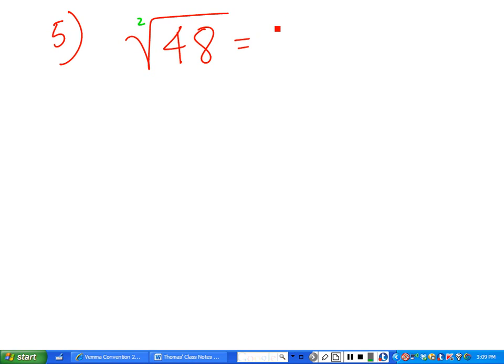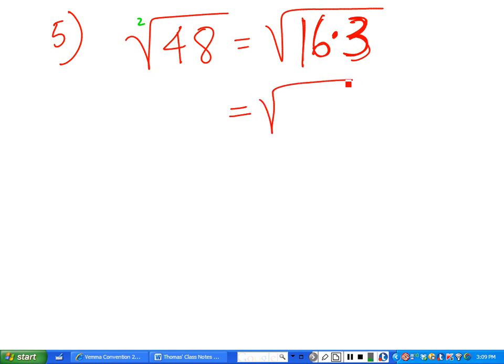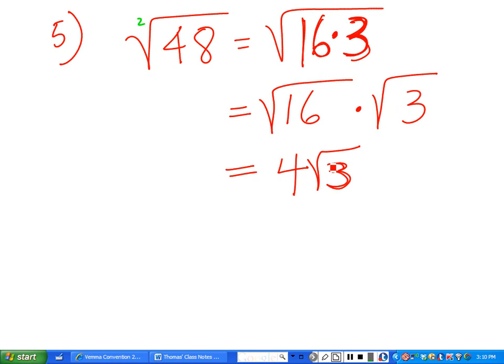It turns out that 16 is the largest perfect square. So we break 48 up into 16 times 3. Alright, 16 times 3 is 48. And then we can break up these two factors as the square root of 16 times the square root of 3. Now the square root of 16 is 4, and we keep the square root of 3 since 3 is not a perfect square. It stays under the radical.